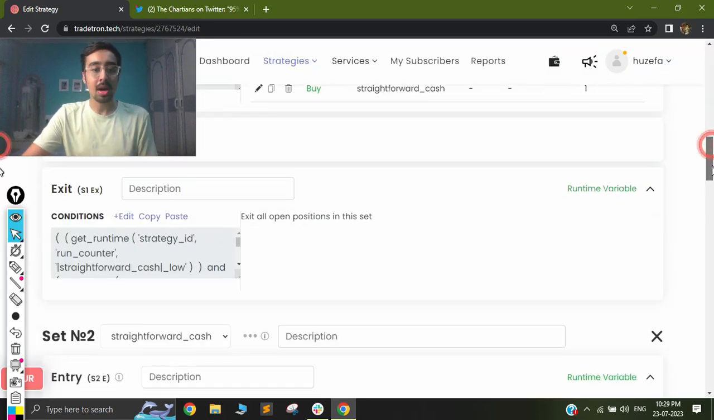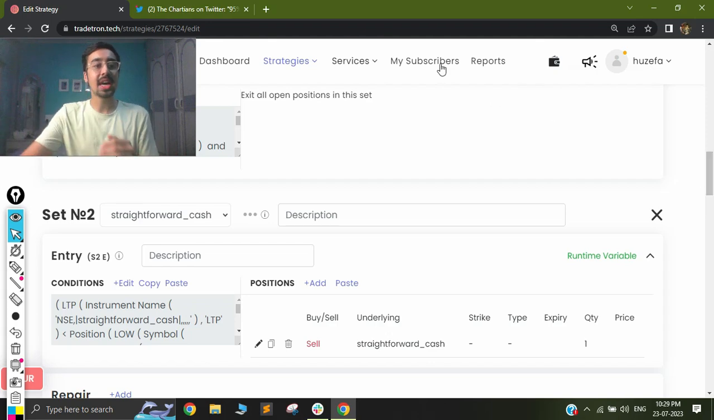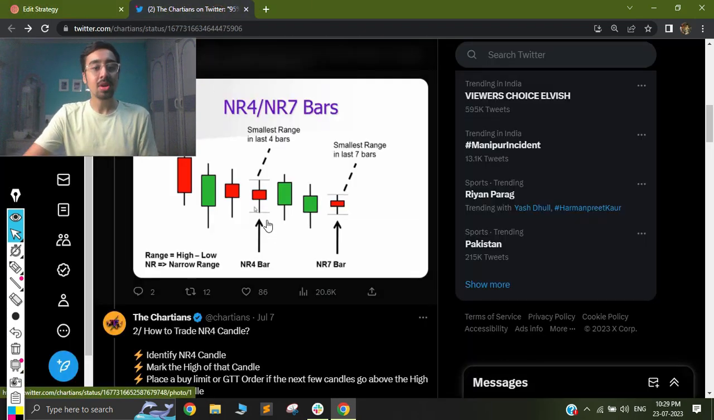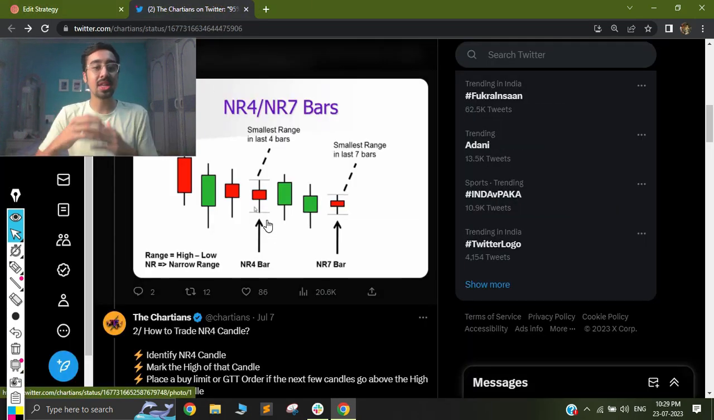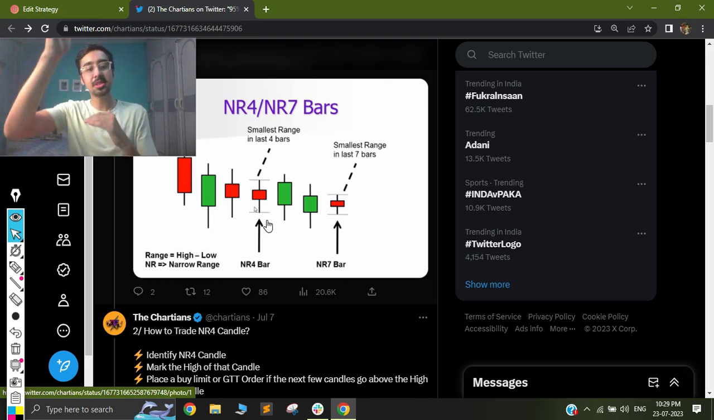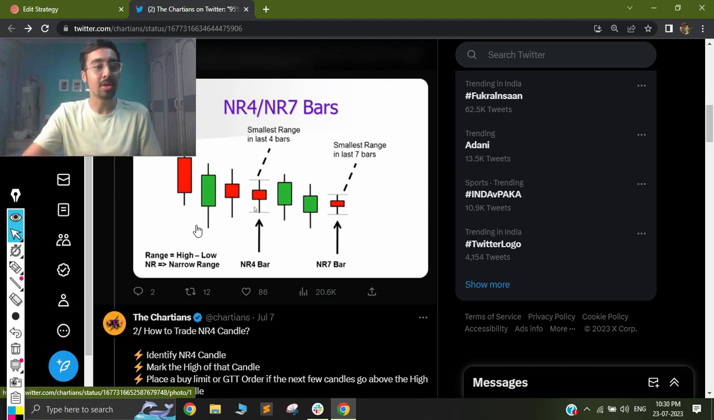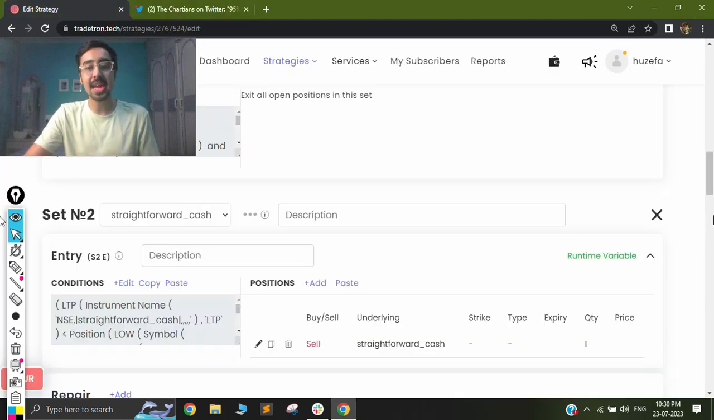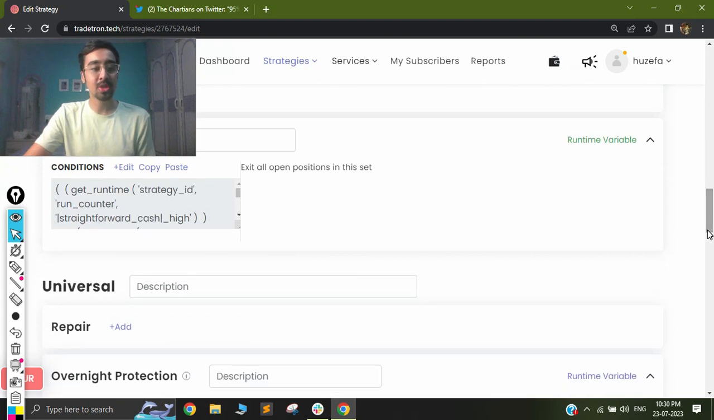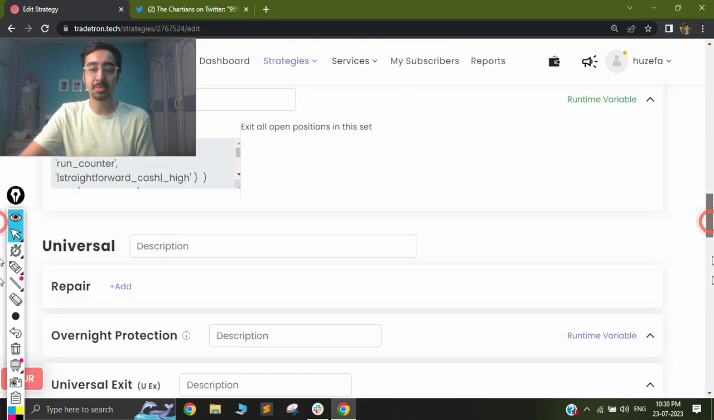The exact same logic has been applied to the short side. So let's say if my long side high is broken, in that case I will take a long trade. If a short side low is broken, in that case I will take a short trade. So that is the logic that I have built for my NR4 strategy. You can again duplicate this strategy, have a look at it, test it, and then based on that run the same strategy based on your particular risk appetite.